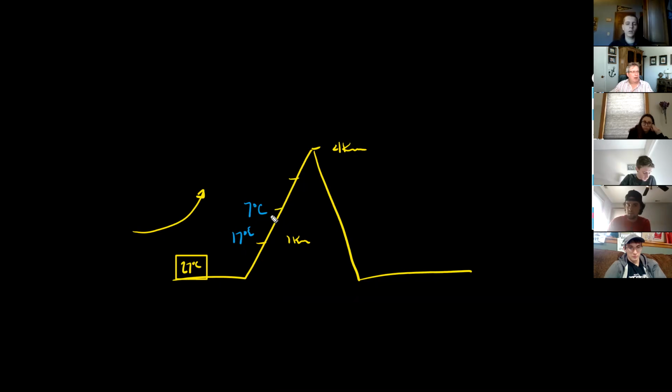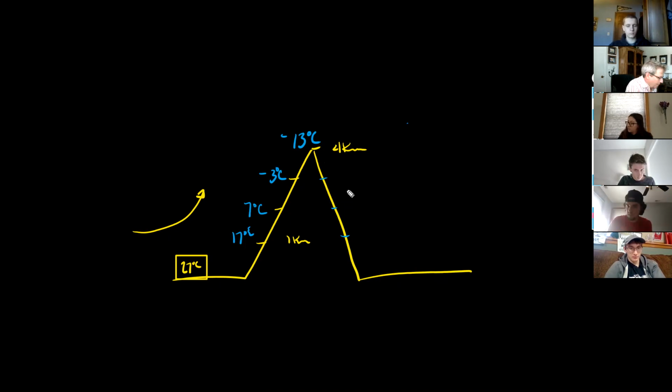Because you know how I know it's dry? What did I not draw on here? A cloud. So as long as there's no cloud, we know it's not saturated. What's the temperature at 3 kilometers? -3. Right? Don't say -7. What's the temperature on the top of the mountain? -13.